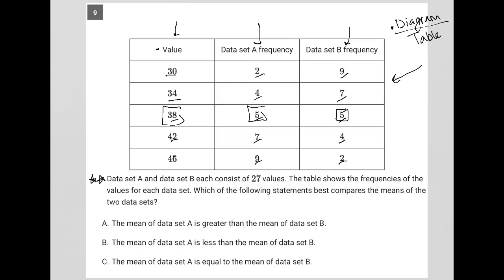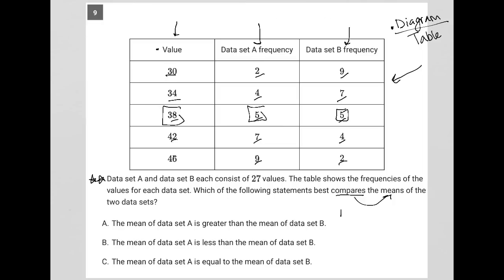Now the question says data set A and data set B each consist of 27 values. The table shows the frequencies of the values for each data set. Which of the following statements best compares the means of the two data sets? Well, if I want to compare the means, I want to just calculate the means.